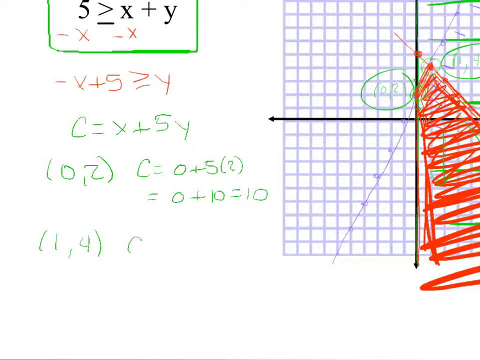Then I'll try it again for 1 and 4. So I plug in 1 for x and 4 for y, and we get 1 plus 20, which gives me 21. Now normally what I would say is that 21 is my max and 10 is my min, because one of them is bigger and the other one smaller.